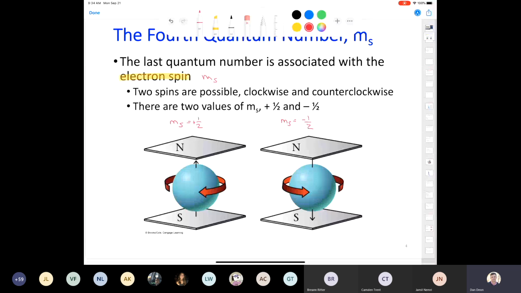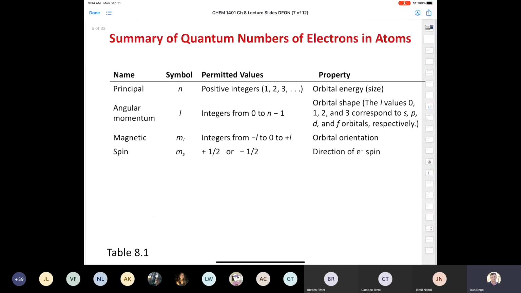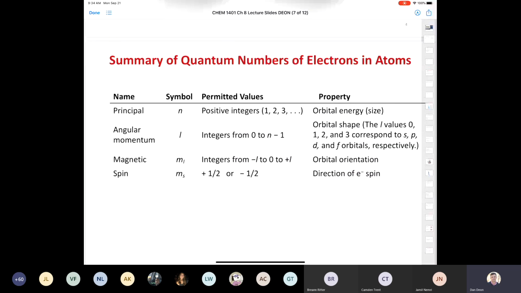And again, that fourth quantum number doesn't come from the Schrodinger equation, right? The first three quantum numbers did come from the Schrodinger equation. And if you're like, you know what, I had a long weekend, my dog ate my computer or something, and I forget what the first three quantum numbers are, well, here they are right here. We covered these in chapter 7.